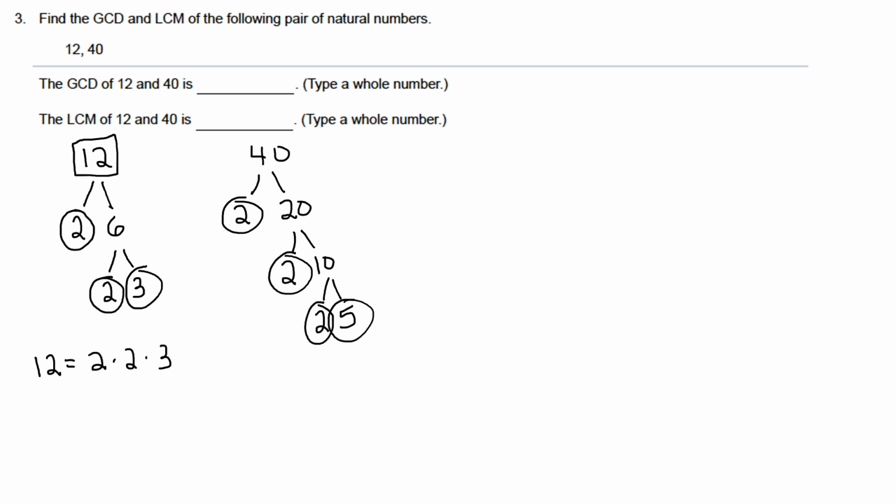Now I have the set of prime numbers for 40. 40 is equal to 2 times 2 times 2 times 5. Now that we've factored each number into the set of prime numbers, we can find the GCD.